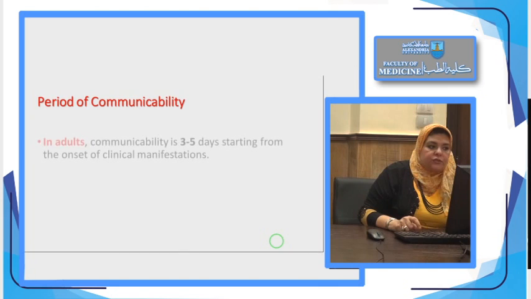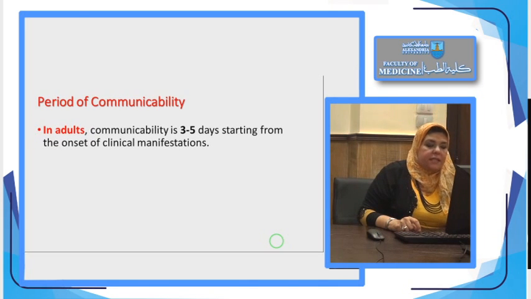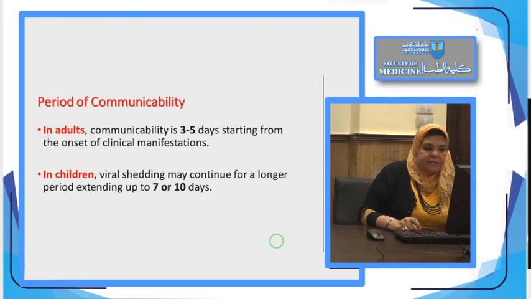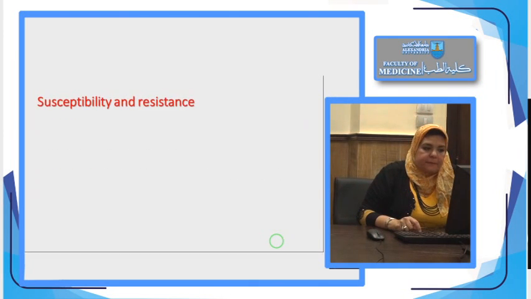What about the period of communicability? In adults, communicability is 3 to 5 days starting from the onset of the clinical manifestations, while communicability in children is longer, and the virus is shed for a longer period extending up to 7 to 10 days.